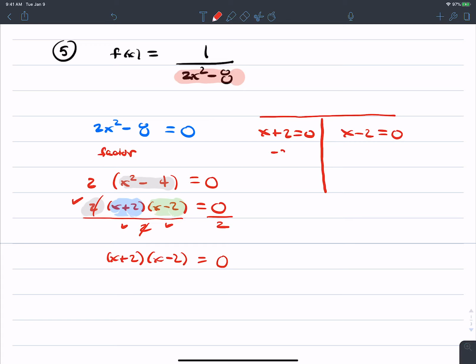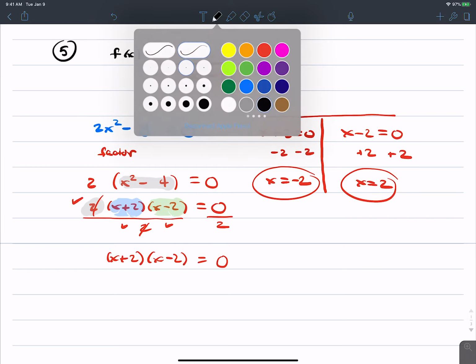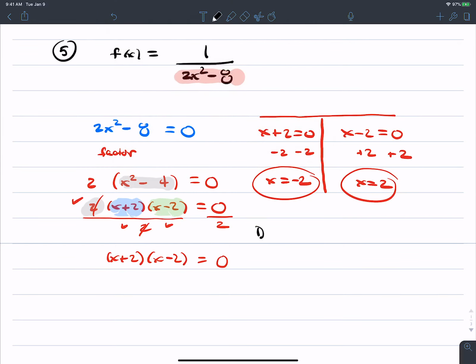So we subtract 2 to finish the process. We add 2 to both sides here, and we get x is negative 2. We get x is positive 2. So again, these are the values I have to throw out. These are my rocks. These are the values that x can't be. So my domain here again will be the set of all real numbers x such that x cannot be plus or minus 2. And you're done here.